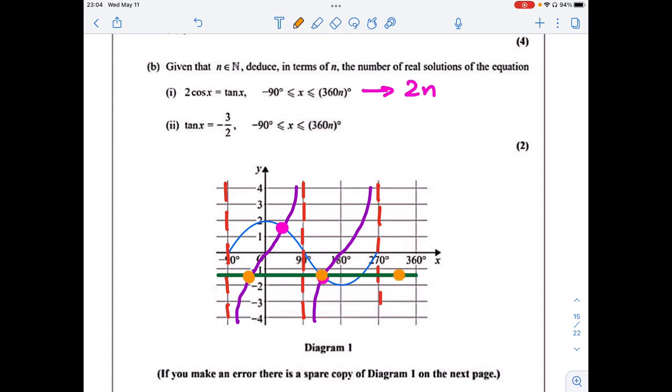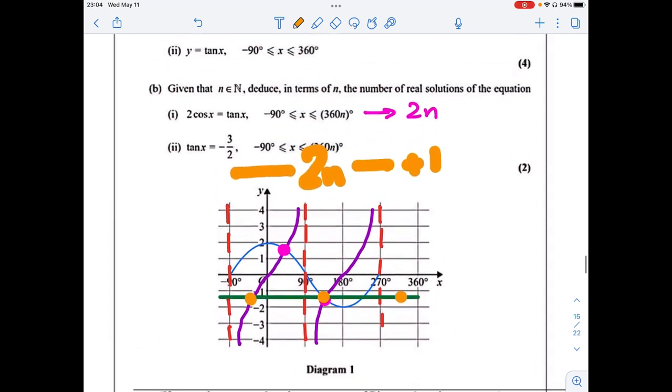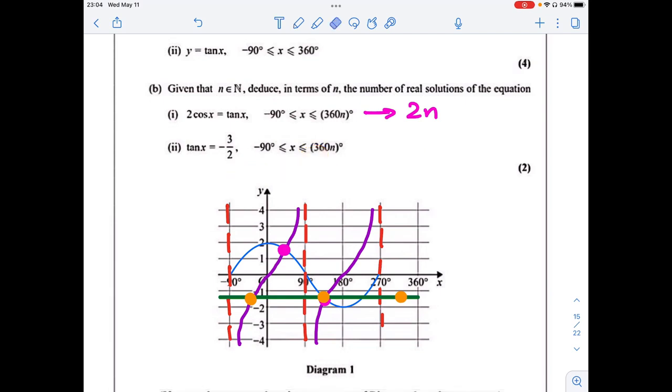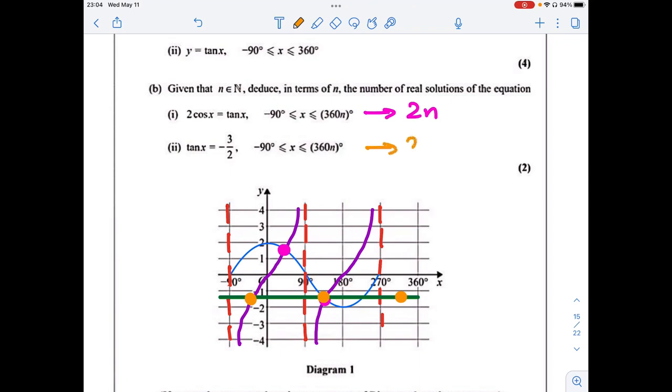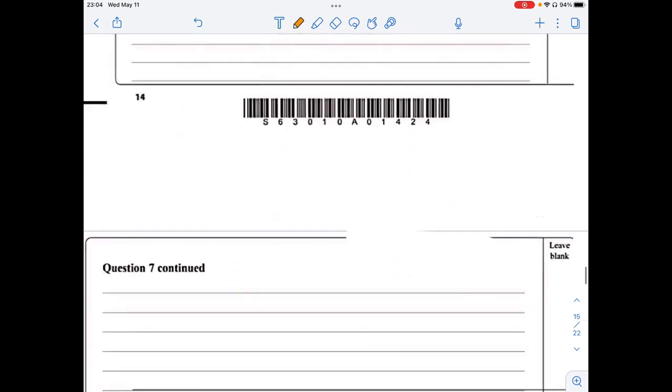So 2n. Obviously in this range it is always 2n, and there will always be 1 over here. So what am I going to write? I'm going to write it as 2n plus 1. 2n in between those intervals, minus 90 to 360, and between those asymptotes, and outside of that asymptote it will always be 1 extra, so 2n plus 1. That's going to be the answer for part B.